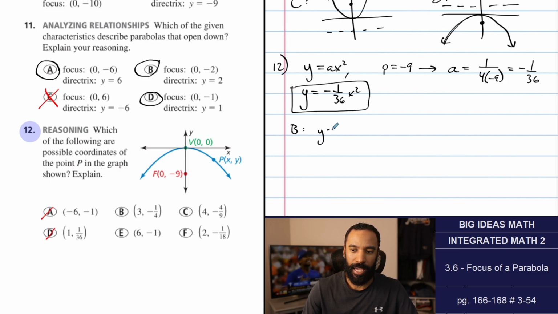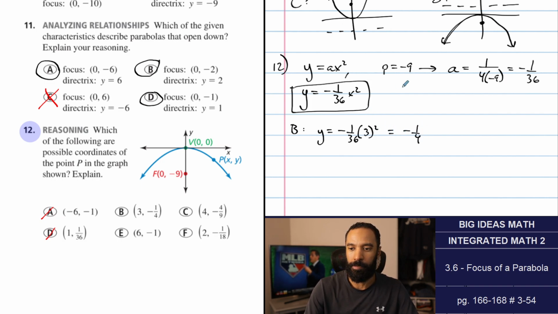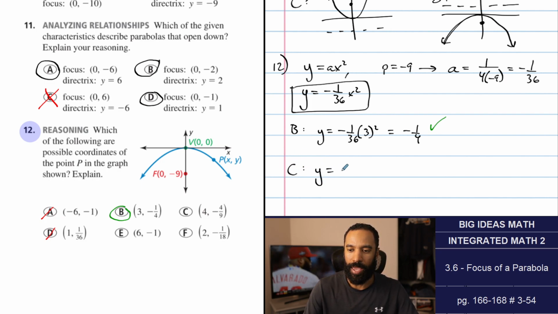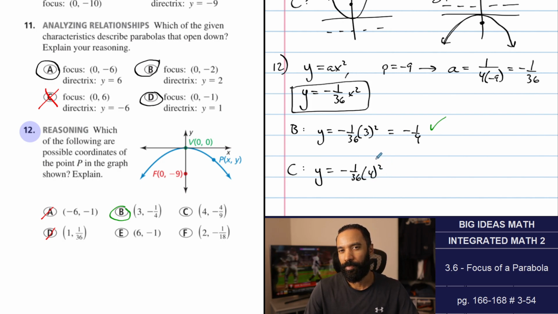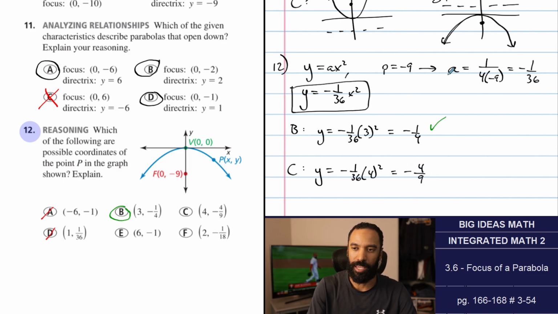So on B, we're going to get y equals negative 1/36 times 3 squared. 3 squared is 9, and that's negative 1/4. So B does check out, because that's the y value that we get. So B works. On C, we'll substitute 4. We get y equals negative 1/36 times 4 squared. 4 squared is 16. Negative 16 over 36 reduces to, you can divide by 4, right? Negative 4/9. And that's the value that they got right there, negative 4/9. So that one also applies like that.